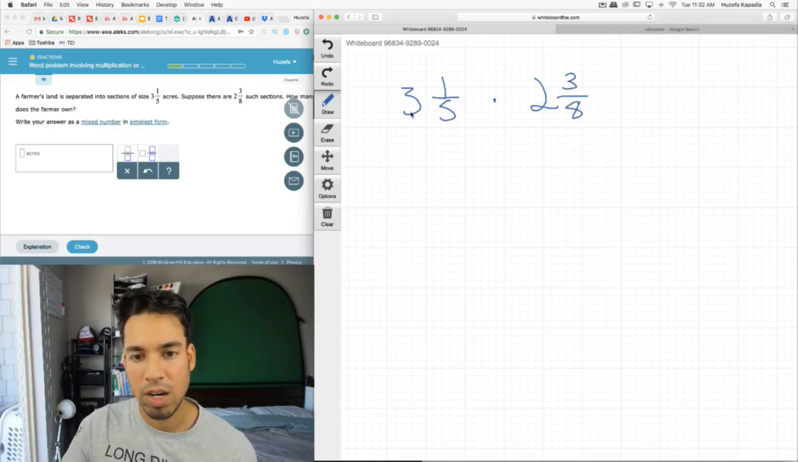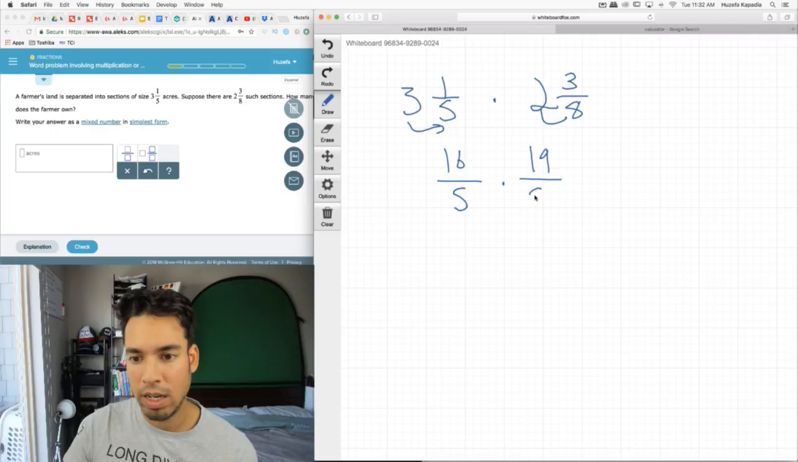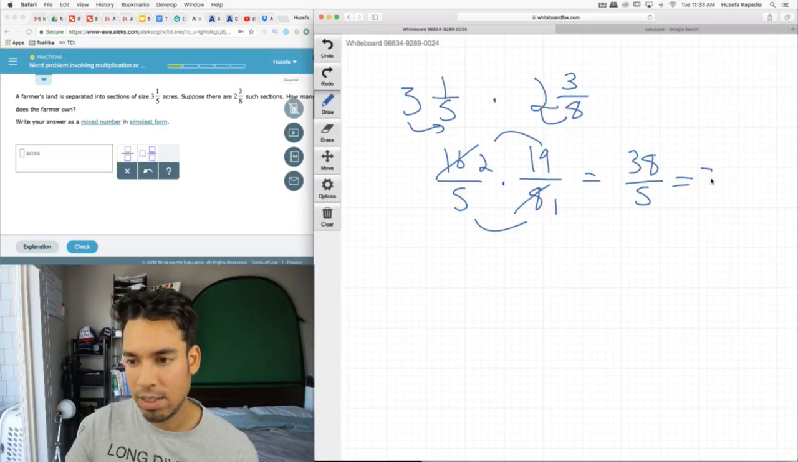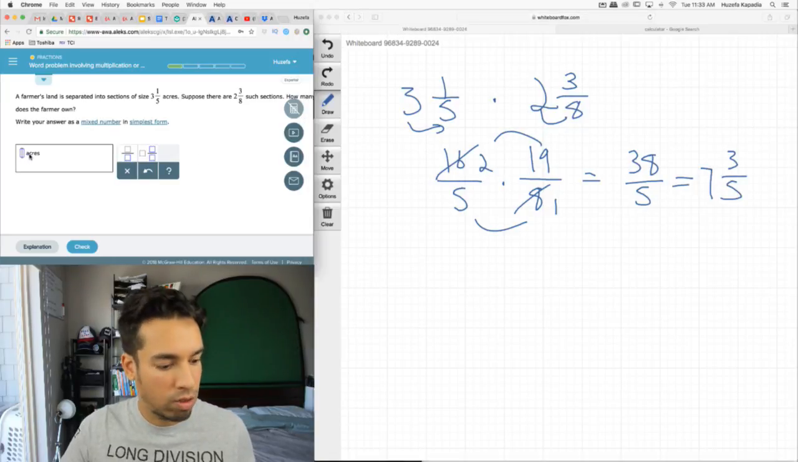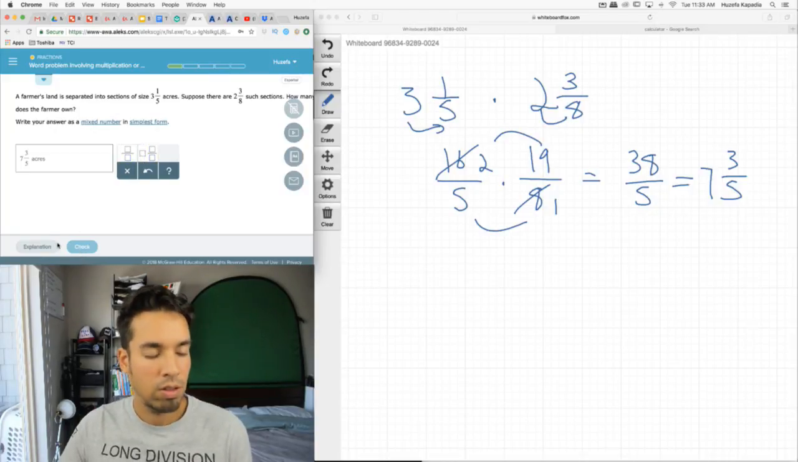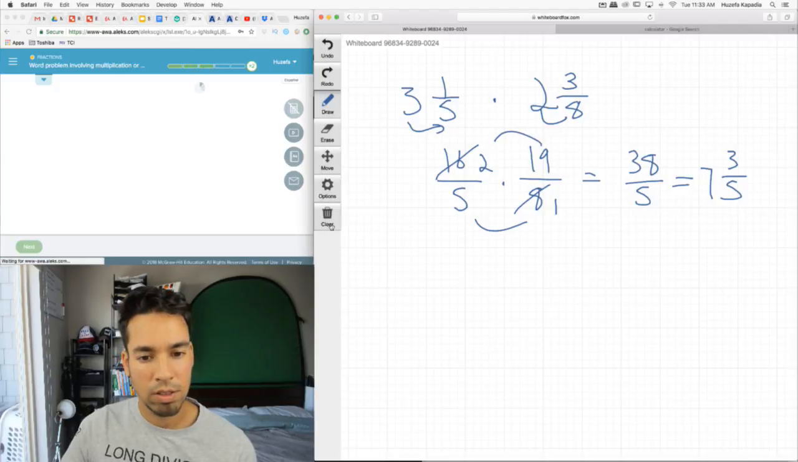Turn them into improper fractions. 3 times 5 is 15, plus 1 is 16 over 5, times 2 times 8 is 16, plus 3 is 19 over 8. And then let's cross simplify, divide these by 8, we get 1 and 2. Multiply across, and we get 38 over 5. 5 goes into 38 7 times with a remainder of 3. So it's 7 3/5 acres. Okay, next.